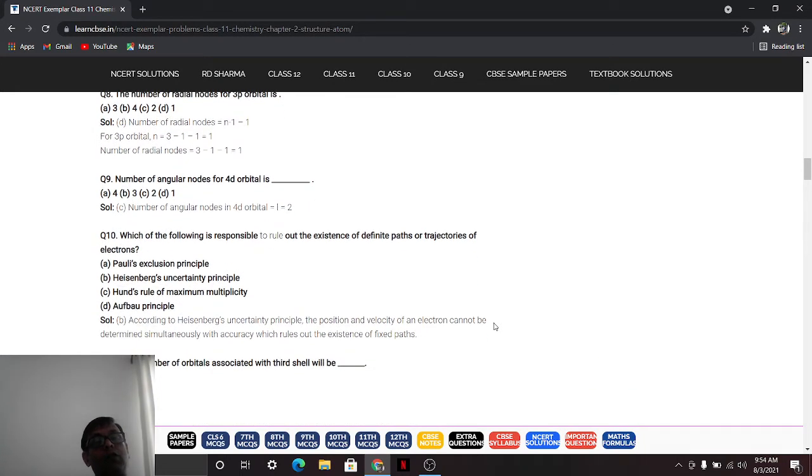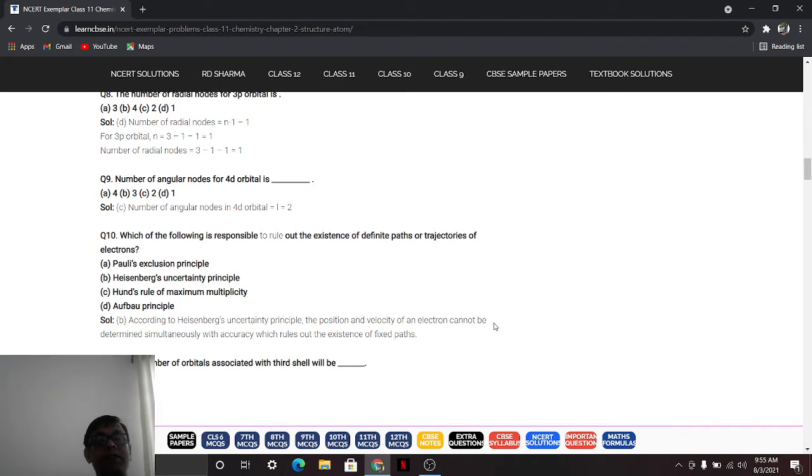The number of angular nodes for 4d orbital is... If they ask for angular nodes, the number of angular nodes for 4d orbital is equal to l. The option is C, that is 2. Substituting the formula, for 4d orbital, l is equal to 2.